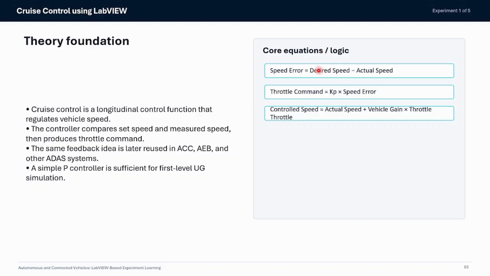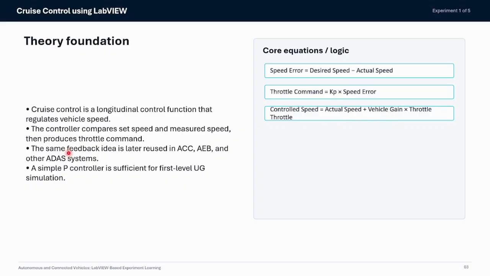So we find the actual speed, then compare it with the desired speed. If I want to maintain 80 kilometers per hour, we fix the desired speed at 80 kilometers per hour. It is compared with the actual speed. From that comparison, it generates the speed error. Based on the speed error, we give the throttle command using Kp times speed error. Kp represents the proportional gain value. Then the control speed is the actual speed plus the vehicle gain times the throttle command.